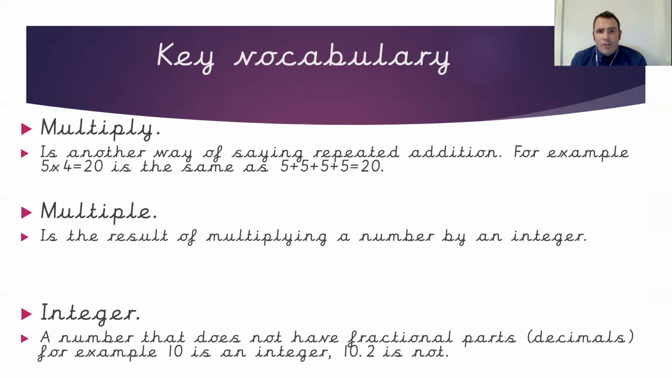A multiple is the result of multiplying a number by an integer. It is important to remember that an integer does not have any fractional parts. So it's not a decimal number. So for example, 10 is an integer. 10.2 is not, because it does have a decimal part to it.